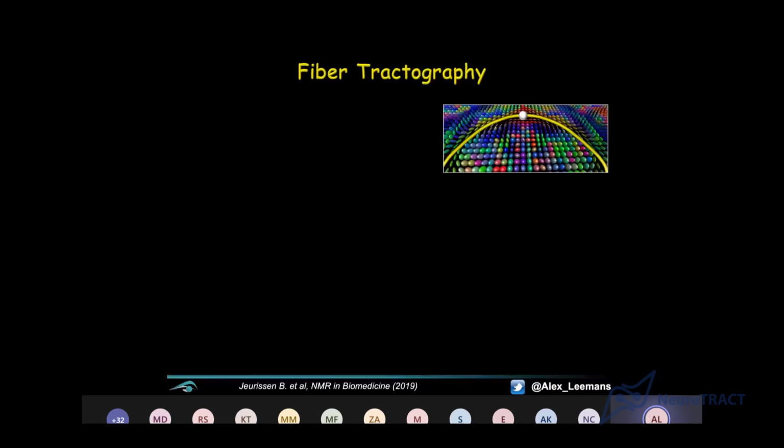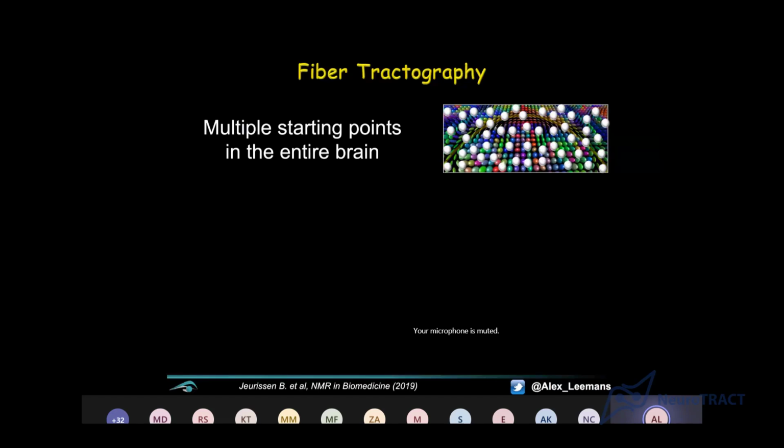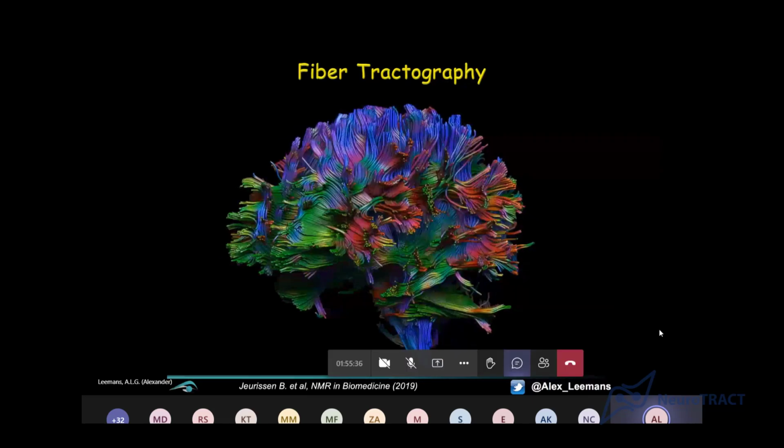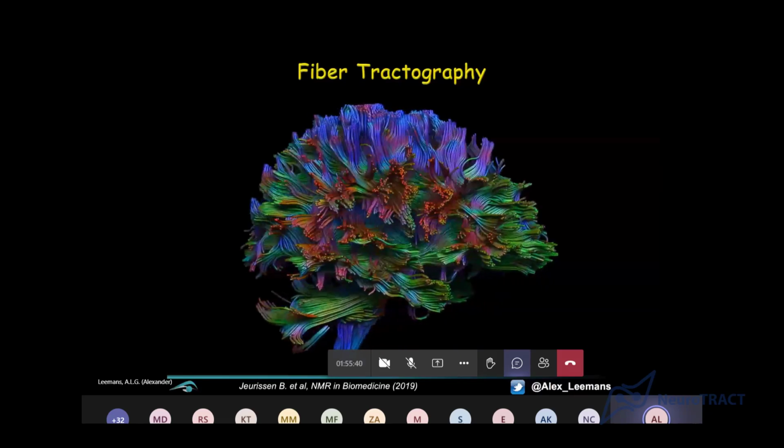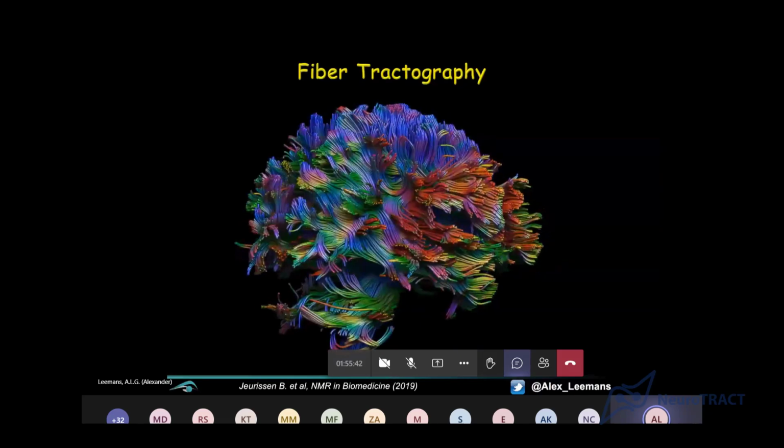And in practice, we don't just sample one point. We don't have one starting point in the data. We start everywhere in the brain. So we got multiple starting points, multiple seed points, as we call them. And then you end up with something like this, right? This kind of spaghetti-like representation of pathways in the brain.